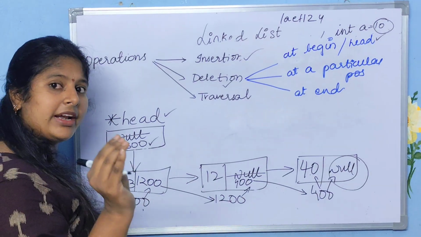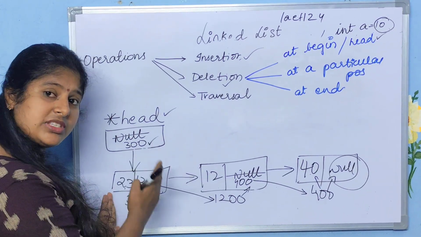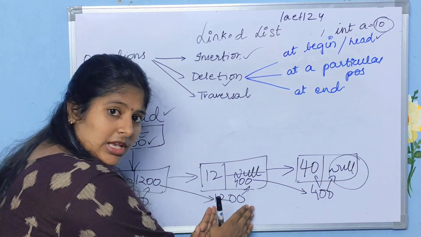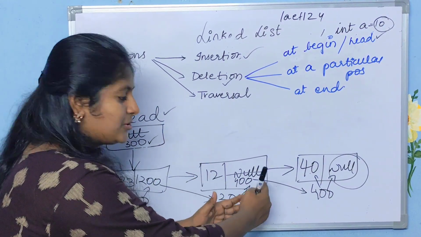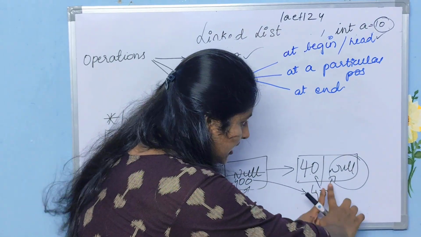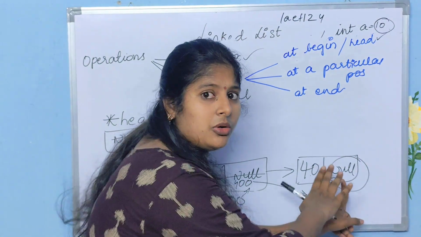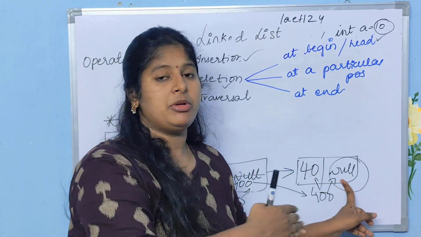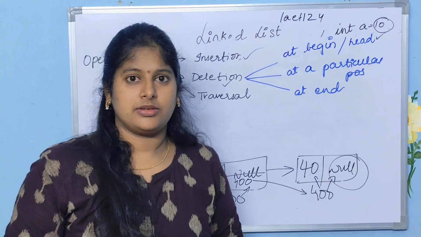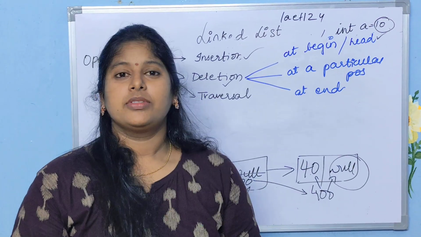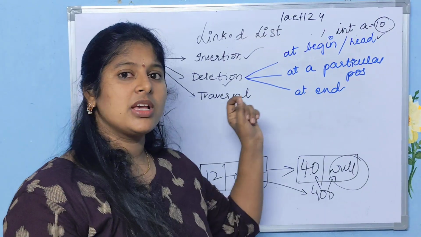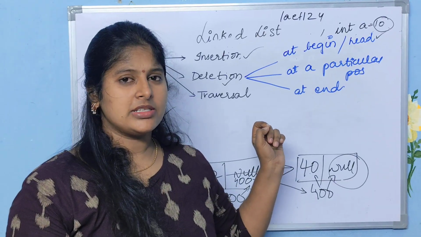With the help of my head pointer, I visited the first node. With the help of the first node's next part, I've traversed to my second node. With the help of the second node's next part, I've traversed to my third node. With the help of the third node's next part, I've got to know that there are no other elements next. So this is called the traversal process in single linked list. I hope you all have understood what is meant by single linked list and the different kinds of operations in single linked list.